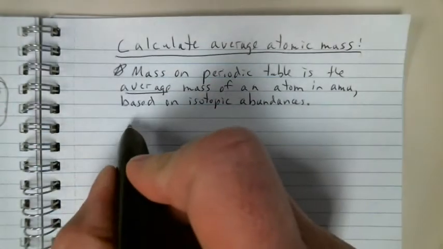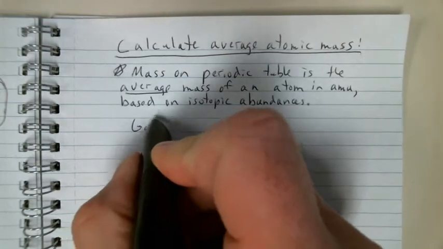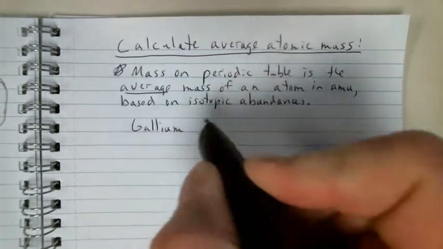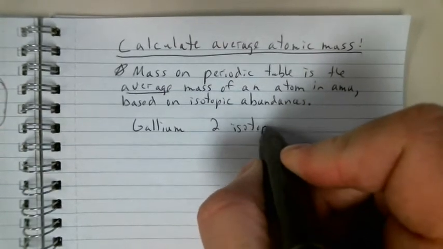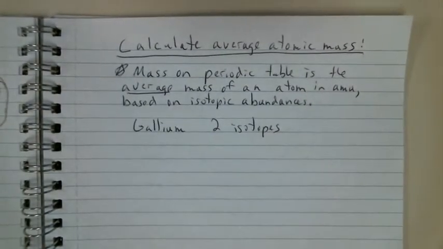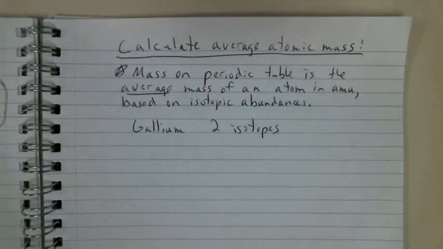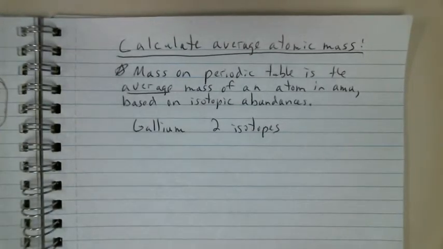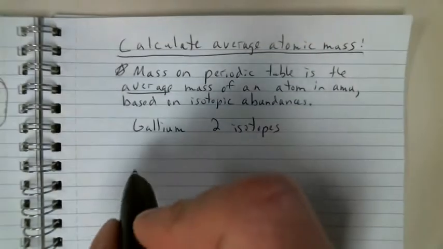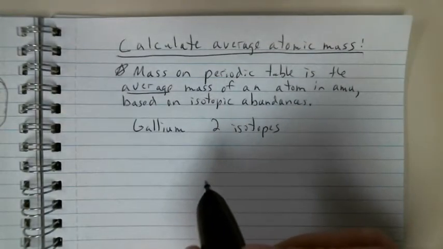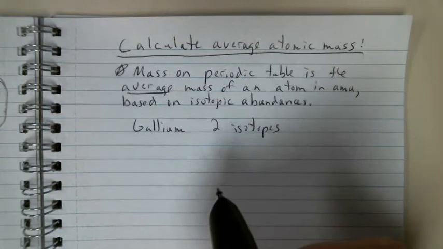And so the example that I have is for gallium. And I chose that one because there's only 2 isotopes. And that way it's not quite so complicated. And so when you look, it doesn't take up so much space on paper. So when you look up these isotopes, there's one isotope that would be gallium-69.